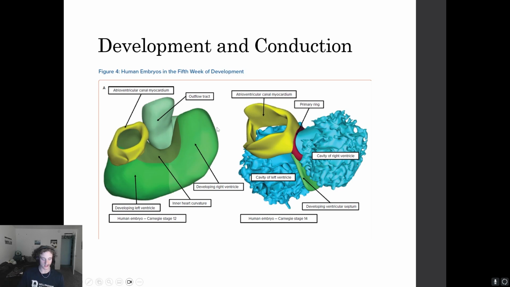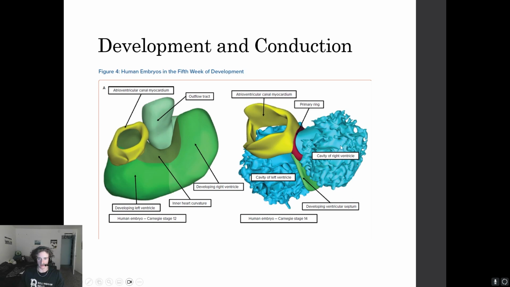And where does that come from? Well, it's going to be the atrioventricular canal. That myocardium at the canal is going to be the source of that delay, which makes sense why the primary ring, or the site at which the atrioventricular conduction axis originates, is going to be attached to that atrioventricular canal myocardium. That's unbelievable. So there's already beginning to be a path of preferential conduction 5 weeks in, and there's going to be a delay at this AV canal. That's crazy. So now moving on to Carnegie stage 14.